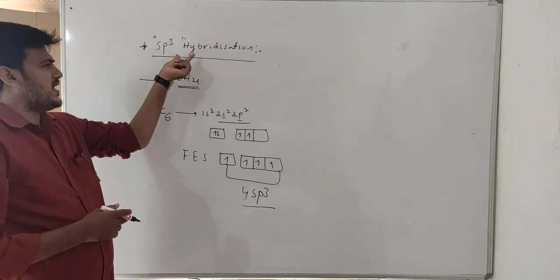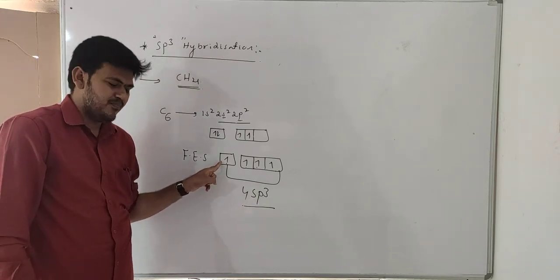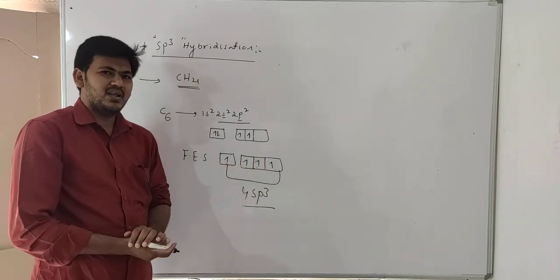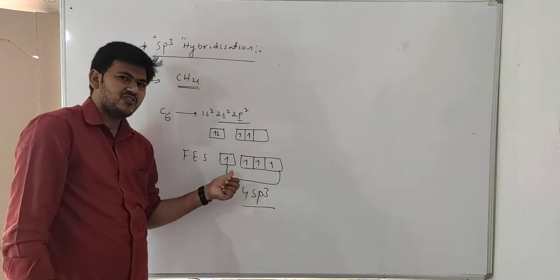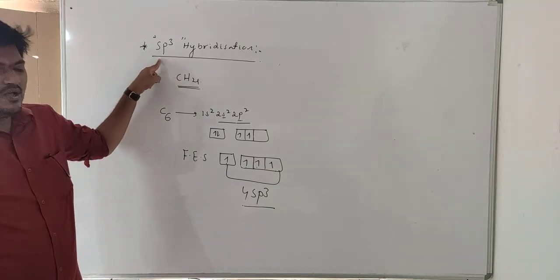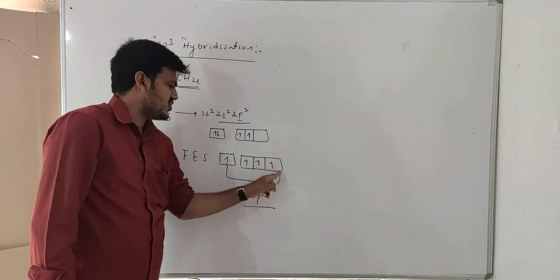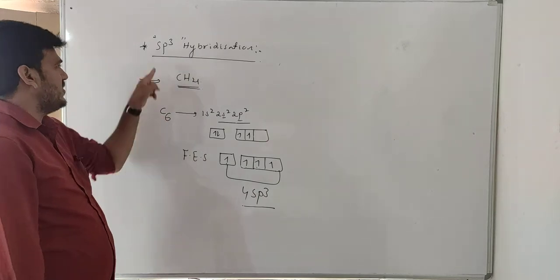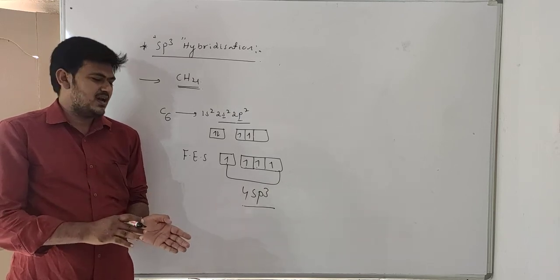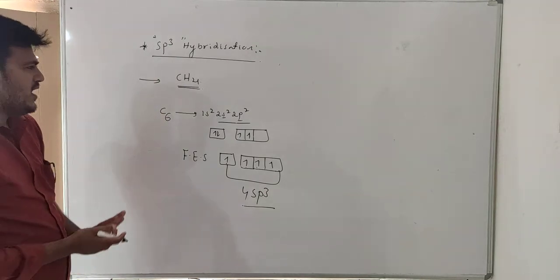So finally, SP3 hybridization means the intermixing of 1 s orbital and 3 p orbitals of the outermost shell of an atom is called SP3 hybridization. Clear? The intermixing of 1 s orbital and 3 p orbitals of the outermost shell of an atom is called SP3 hybridization. And next one, hydrogen.